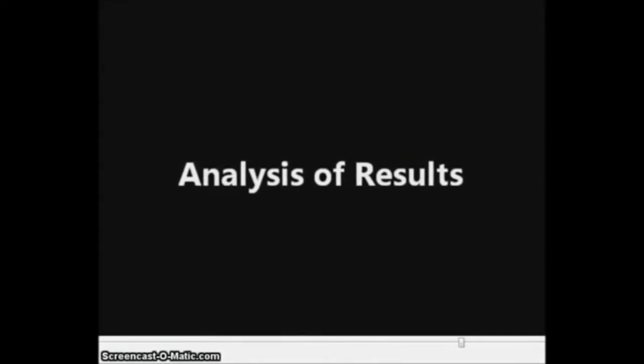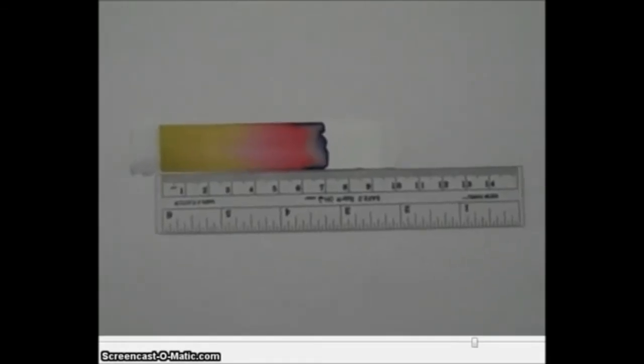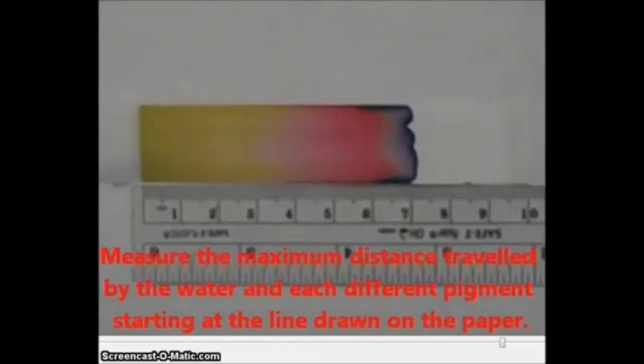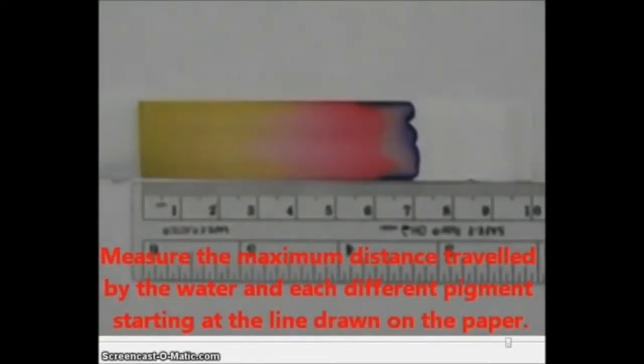Now, to do analysis of our results, what we're going to want to do is to measure the distance traveled by each pigment. Let's pause here for a moment. So I want to measure the maximum distance traveled by the water and then by each different pigment starting at the line drawn on the paper. To be fair, we should be comparing the distance traveled by the water starting from the same point where the pigment started traveling. So we'll measure all of our distances starting at this point.